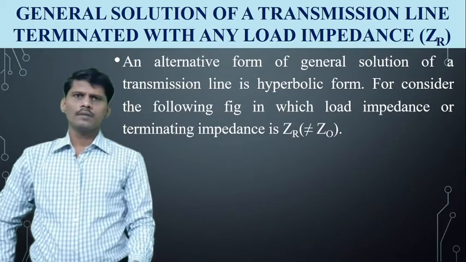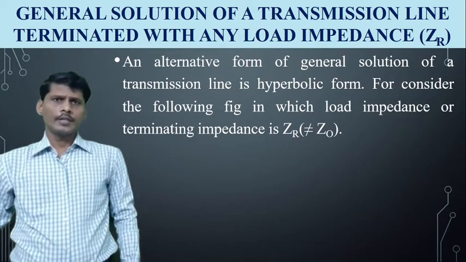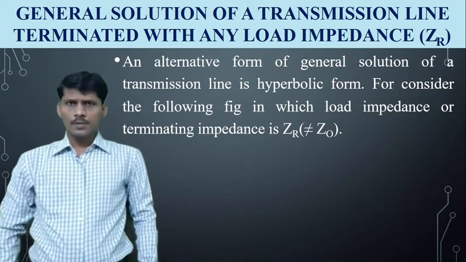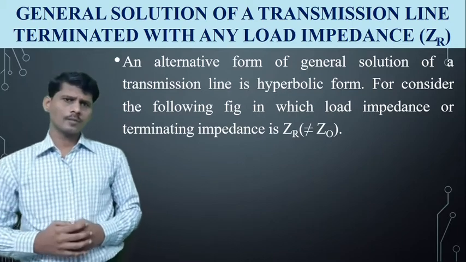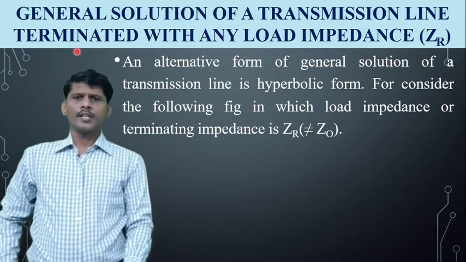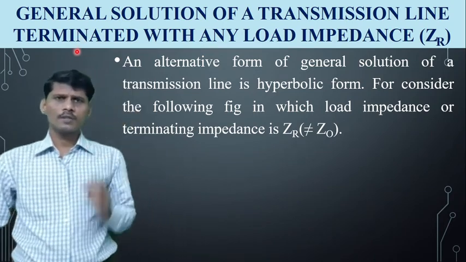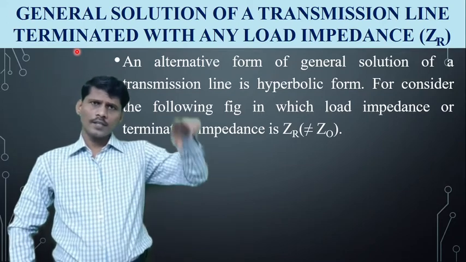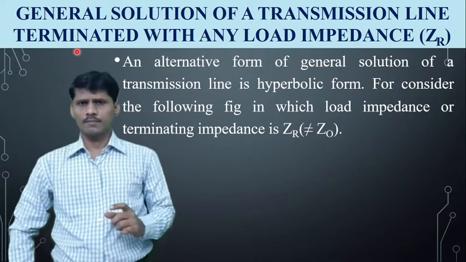Hi everyone. In the previous class we derived voltage and current expressions of a transmission line. In this class we are going to discuss the general solution of a transmission line terminated with any load impedance ZR. Z suffix R is the load impedance. The end of the transmission line is terminated with load impedance ZR.